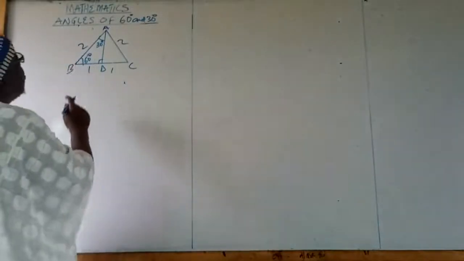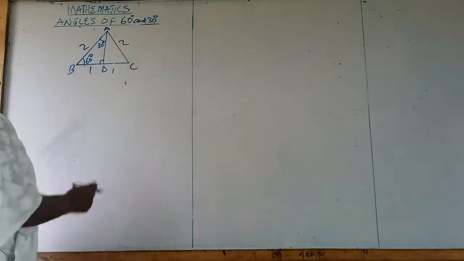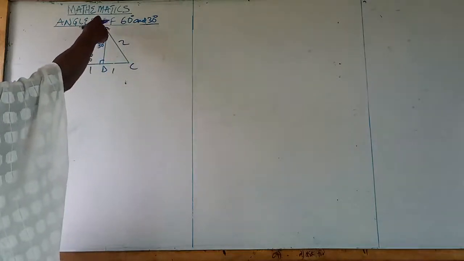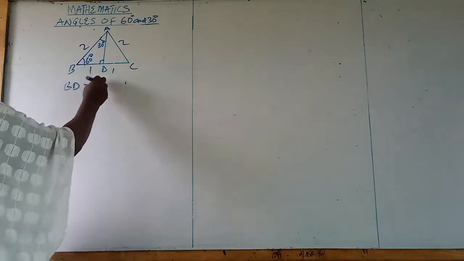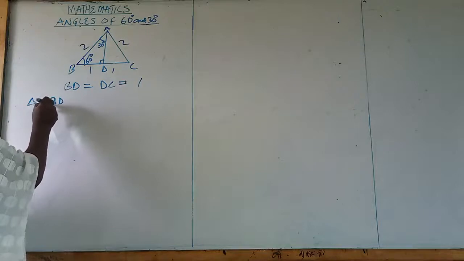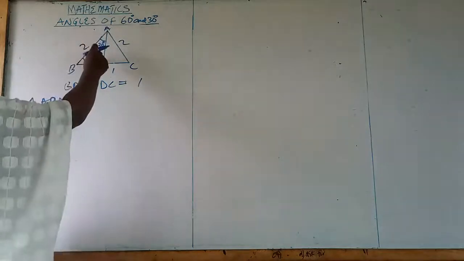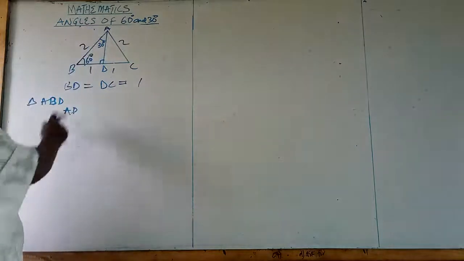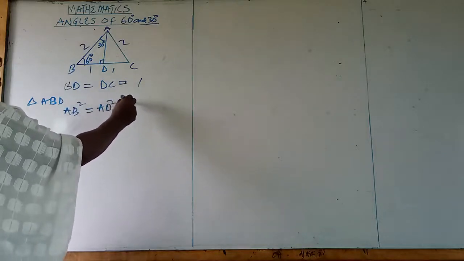So today we are looking at trigonometric ratios of 60 and 30 degrees. I will draw a triangle ABD. In triangle ABD, AB is the hypotenuse, the longest side. So AB squared is equal to AD squared plus BD squared.